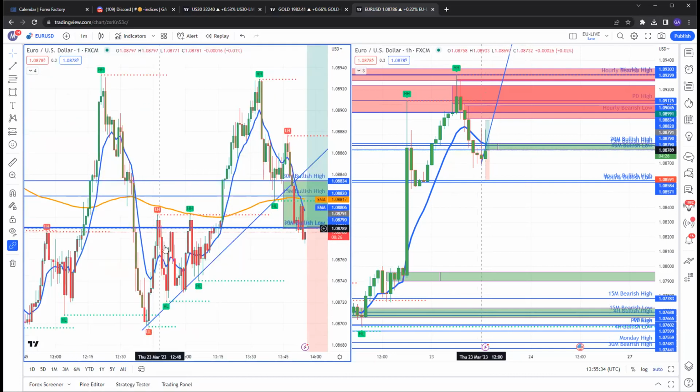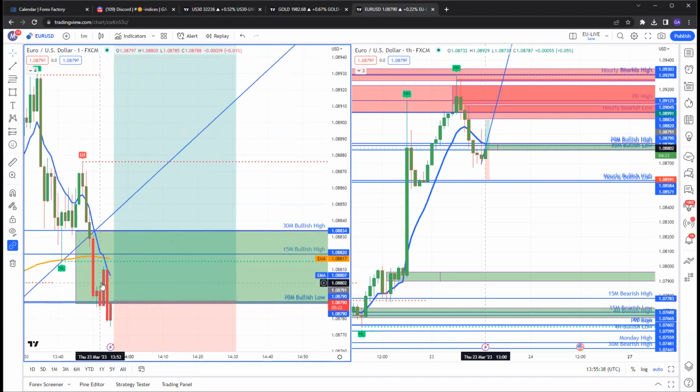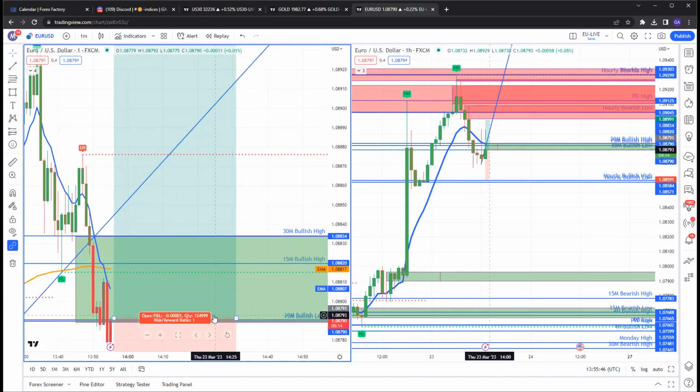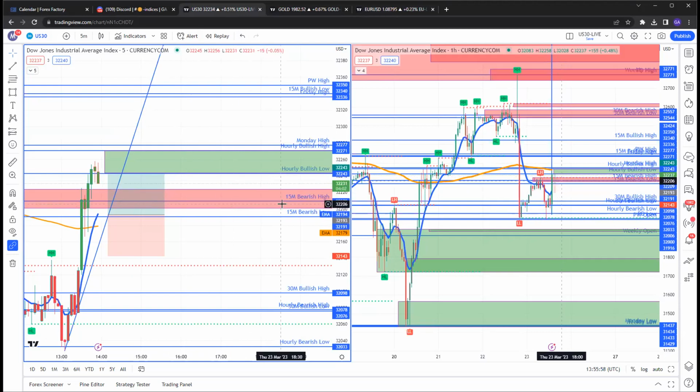So since we didn't get a confirmation above on this trend line, we need a confirmation here. Better yet, a closure above the 30-minute bullish low, 15-minute bullish low. And then for even better confirmation, a closure above the 9 EMA on the 1 minute and a retest of the 9 EMA and closure above. So nothing yet for US 30 and EU.